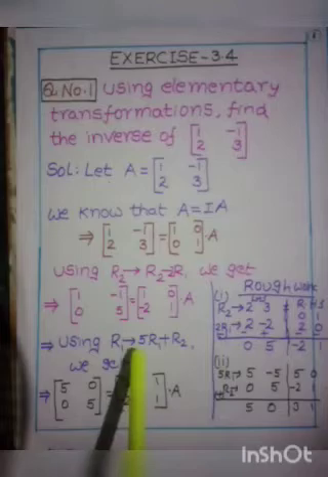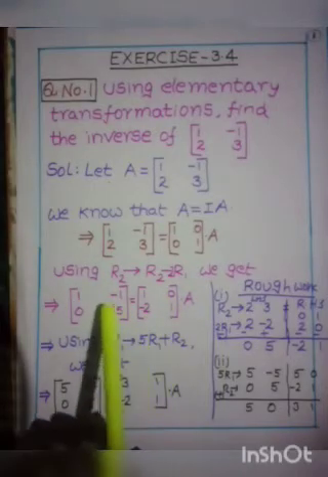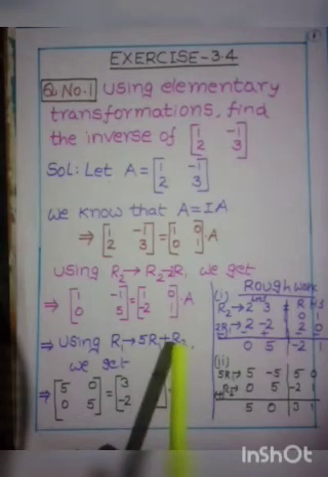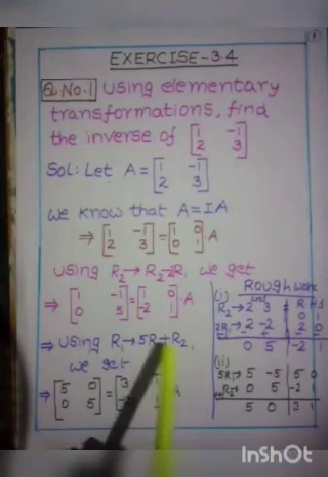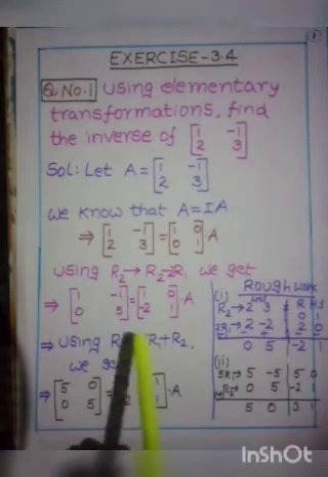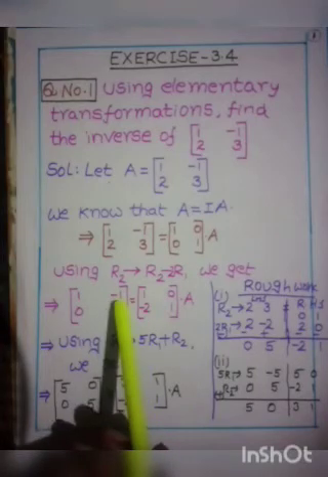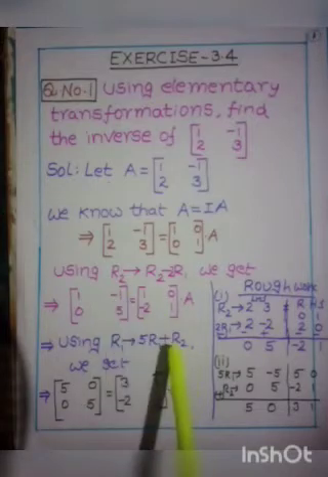R1 is changing here. Remember this one, 5R1 plus R2. We interchange these two numbers to R1 and R2 here. First write R1 and R2. This is in R2, so write it before R1. Here is 1. Consider here 1 only, not minus 1. Write this number before R1.